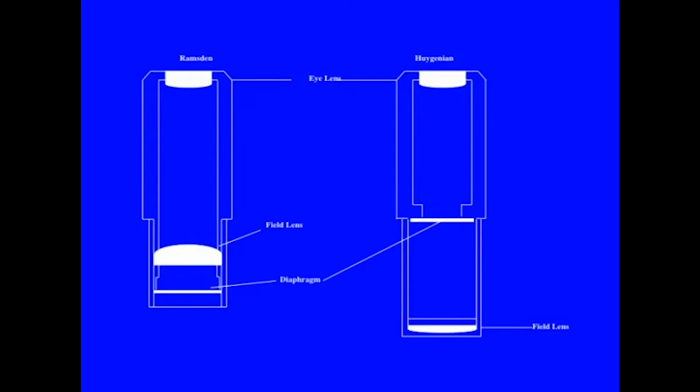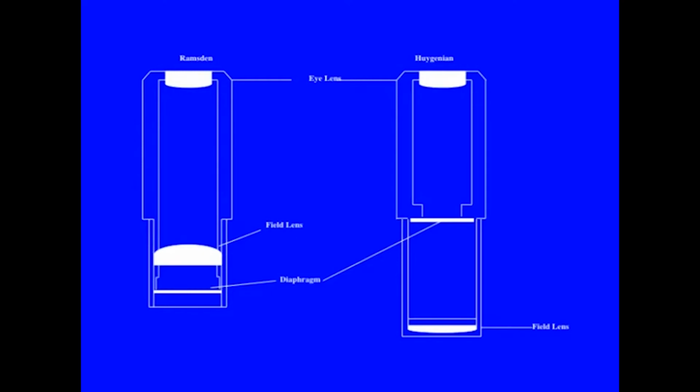Now, if you consider the Kellner lens, it is a modified version of Ramsden with a doublet eye lens, and it features a higher eye point and a larger field of view. Now, these are schematics of the two kinds of lenses which we were talking about. This is the Huygenian lens. You can see there is an eye lens here, there is a field lens at the other end of the tube, and in between there is a circular aperture opening which will determine the field of view, called the diaphragm.